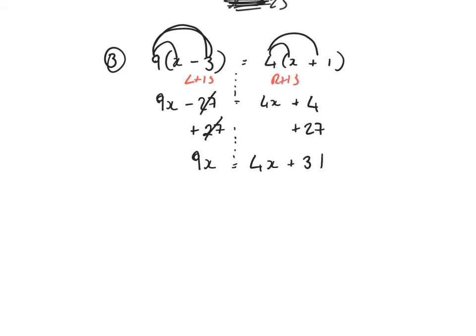Okay, repeat the process. Letter terms to the left, number terms to the right. 9x is okay, but 4x is not, so I need to get rid of it from both sides. 9x take away 4x is 5x. The 4x and minus 4x cancel out, and I'm left with 31. I then bring the 5 down and divide, and that will give me x equals 31 over 5. I won't get a whole number from that, and I can't simplify it, therefore that is the final answer.